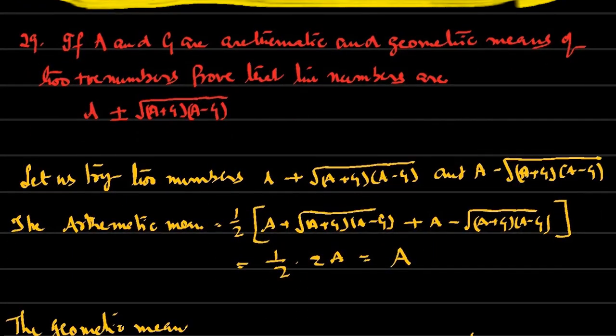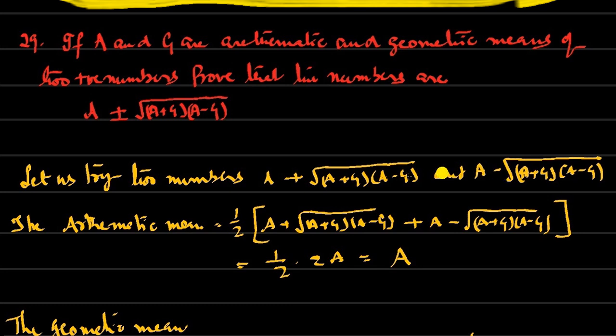29. If A and G are arithmetic and geometric means of two positive numbers, prove that the numbers are A plus or minus root of (A plus G)(A minus G). Let us assume that these are the two numbers. One is A plus this one and A minus this one. These are the two numbers.